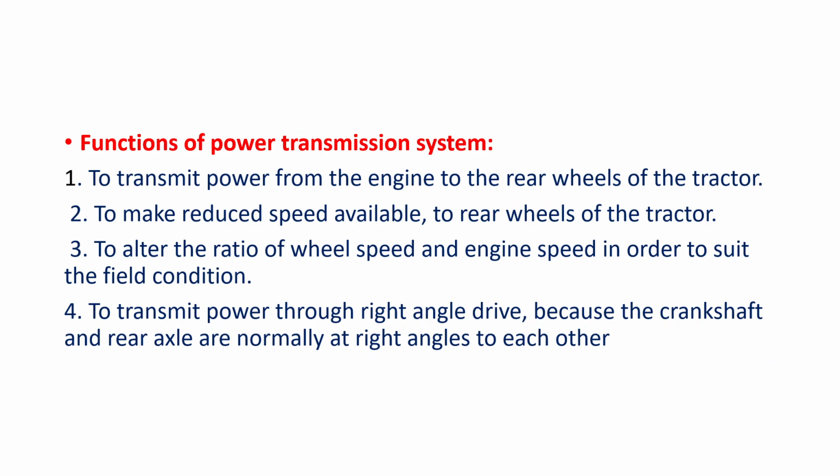The function of power transmission is to transmit power from the engine, as we saw in the previous video, to the rear wheels of the tractor, and also to make the reduced speed available to the rear wheels. Whatever speed is needed for the rear wheels, we will provide that. You can also alter the ratio of the wheel speed and the engine speed for the field conditions, and transmit power through a right angle drive, because the crankshaft and rear axle are normally at right angles to each other.